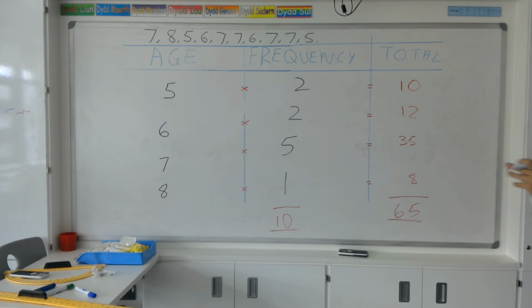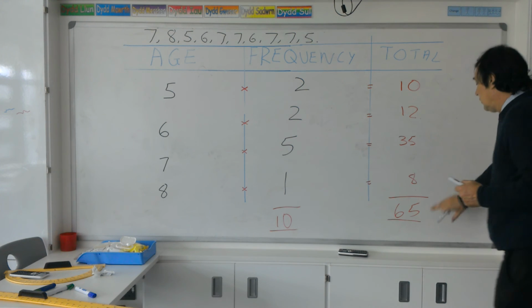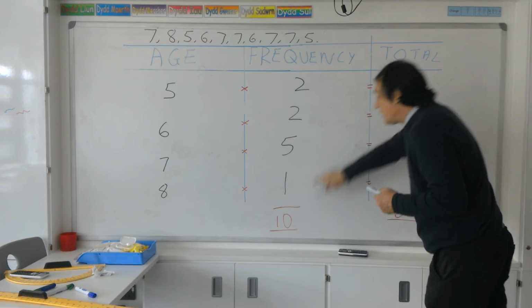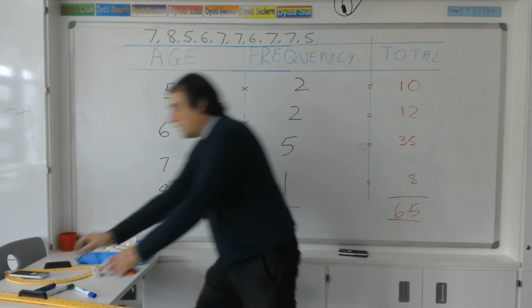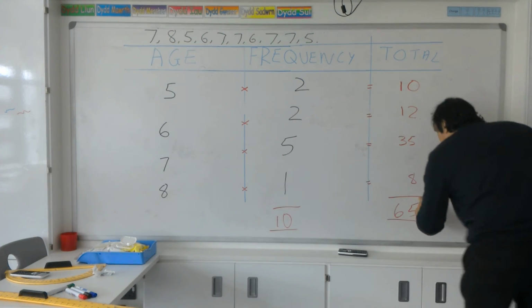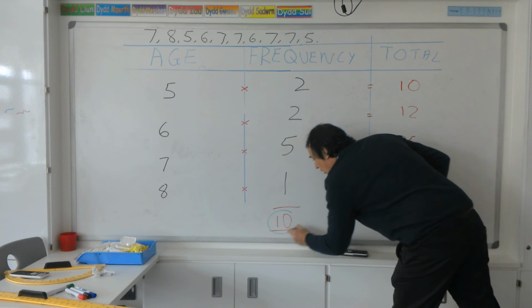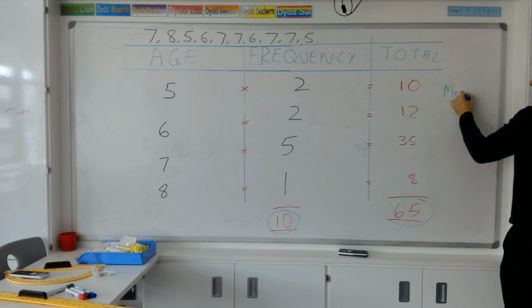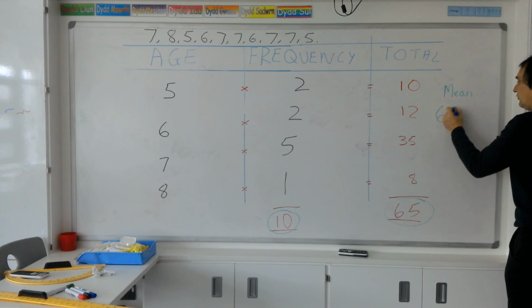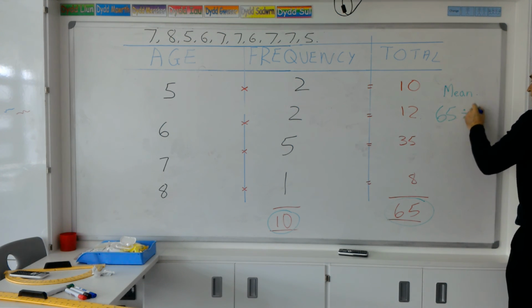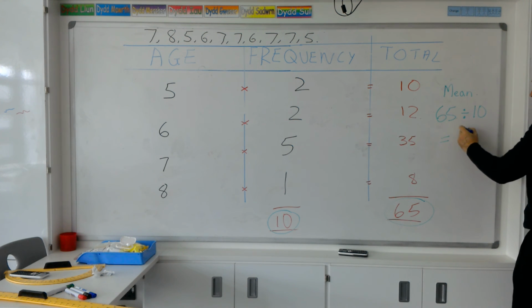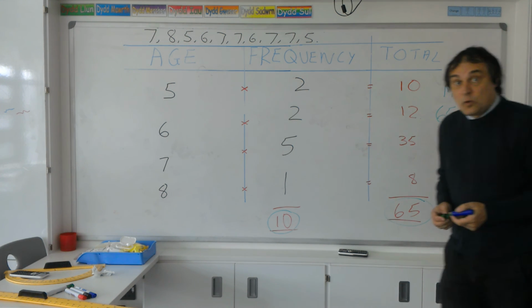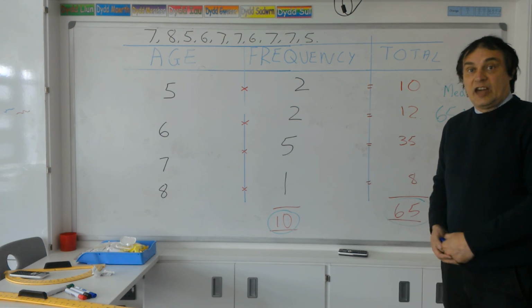Okay, so finally, to get the mean, we do one more sum, and that sum is to divide our total column, our 65, by our frequency column, which is the 10. So let's ring those 2 numbers so we can consolidate that method there. So we're ringing them in green, so we're going to have 65 divided by 10. So our mean then, in other words the answer to the question, is going to be 65 divided by 10, and that will give us an answer of 6.5. So there you have it. That's how you work out a mean if you've got a table of numbers.